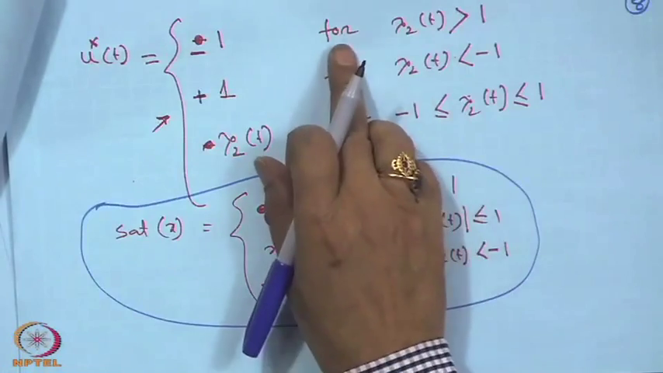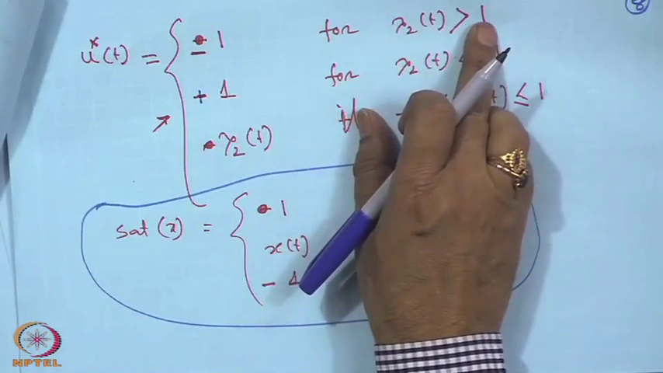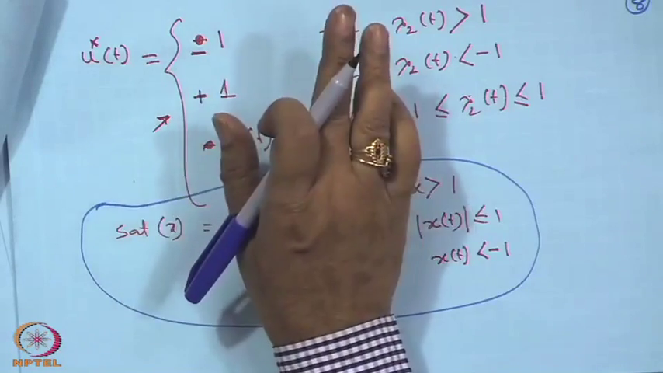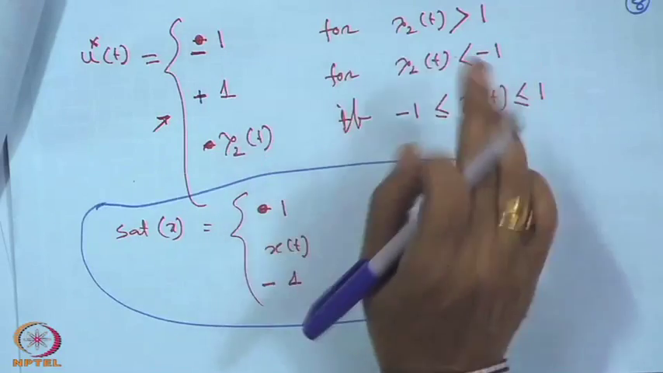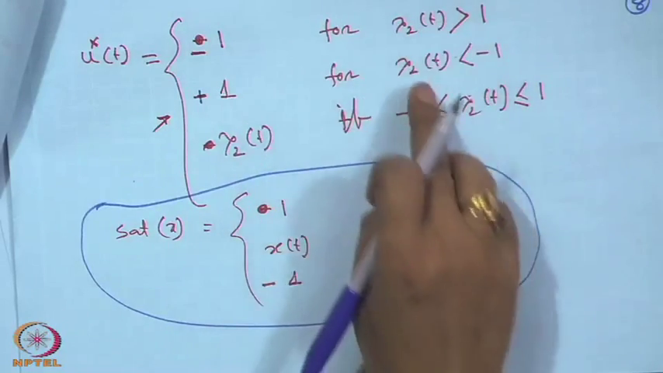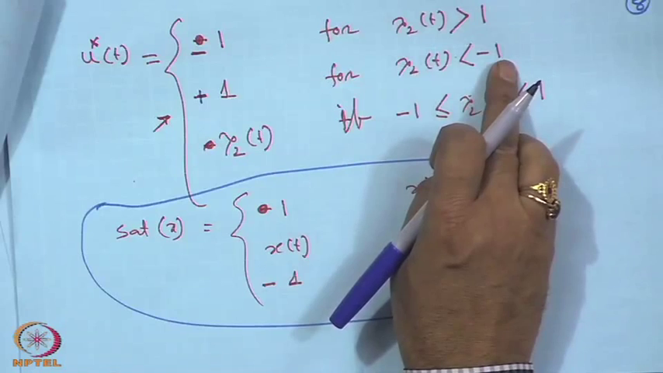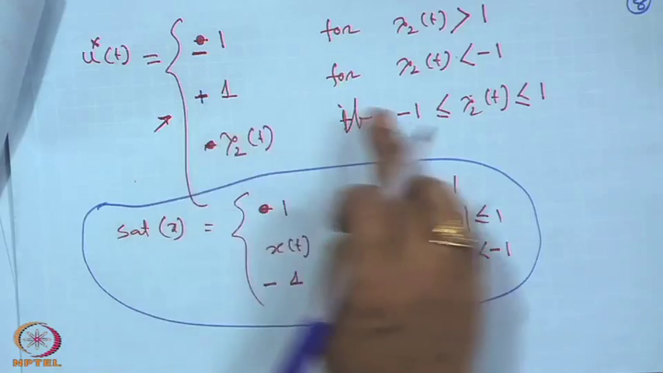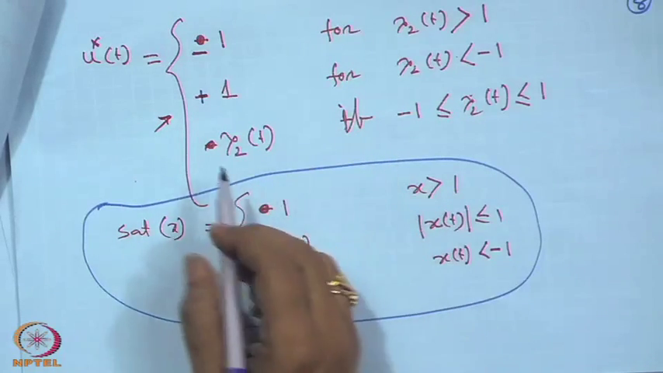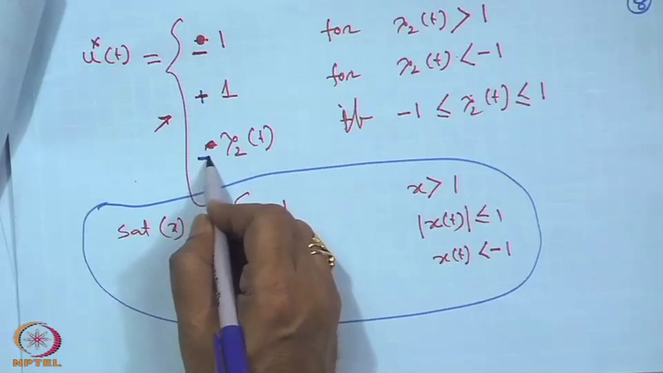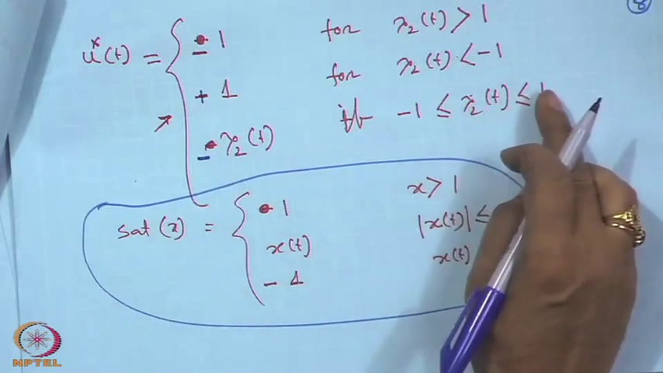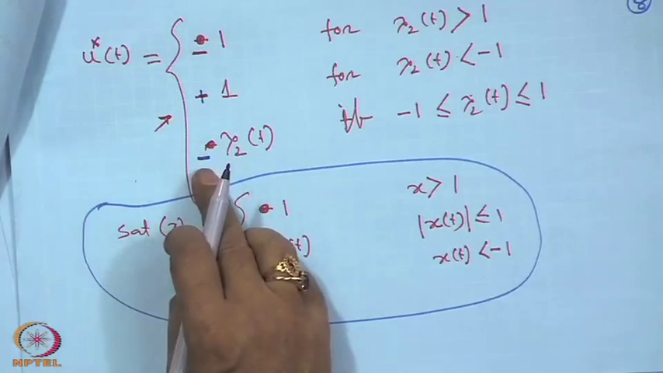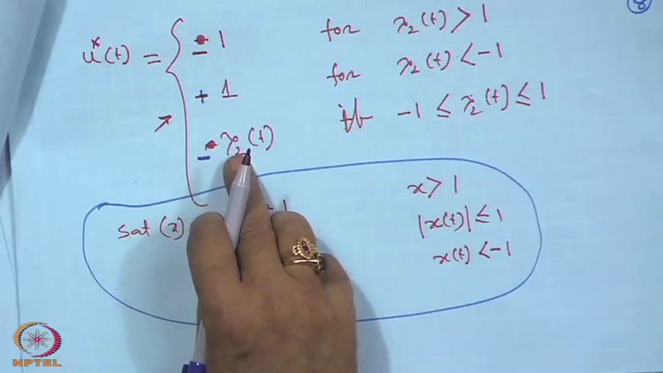On that basis, if lambda 2 is greater than 1, then u must be switched to minus 1, because our control input cannot be more than 1, even if lambda 2 is more than 1. When lambda 2 is less than minus 1, you switch to plus 1. When it is in between, you switch to minus of lambda 2. Suppose lambda 2 is less than 0.5 and positive, then you give the input with the opposite sign of lambda 2.